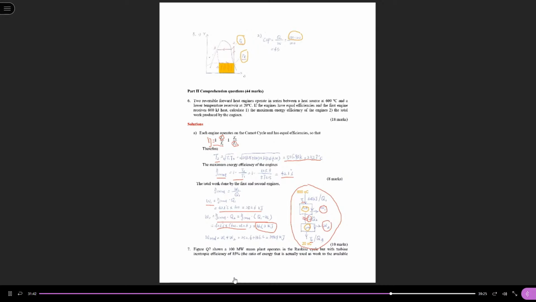And then we can calculate. So if there are two heat engines connected in series, then their total work: each heat engine has a work output, and the total work output is the sum. So we can calculate the value. Okay, do you have any question on this question, on the forward heat engines connected in series?